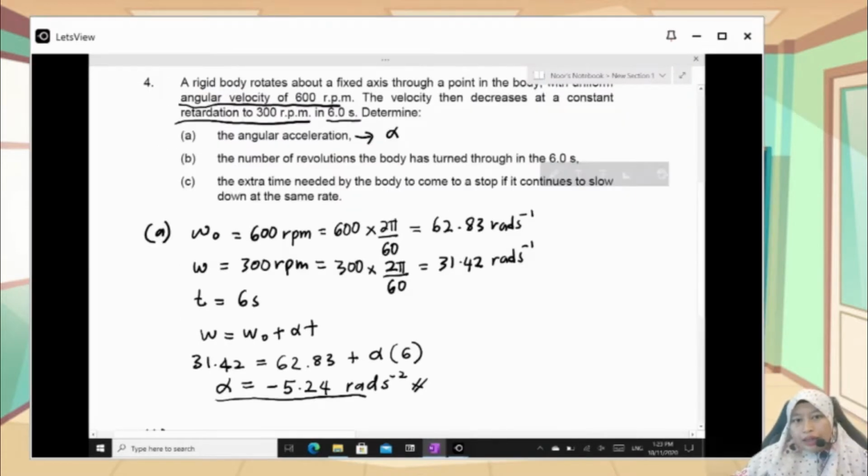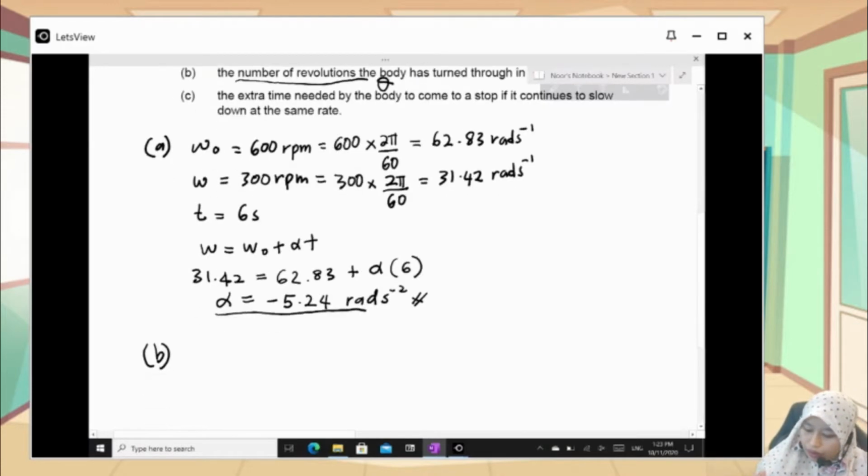Right, let's see number 4b. The number of revolutions the body has turned through in the 6 seconds. When the question asks for number of revolutions, it means that the question wants us to find the theta. So since we already got alpha, so I think we can use either Wu-an's or subtract. So let's say we use Wu-an's.